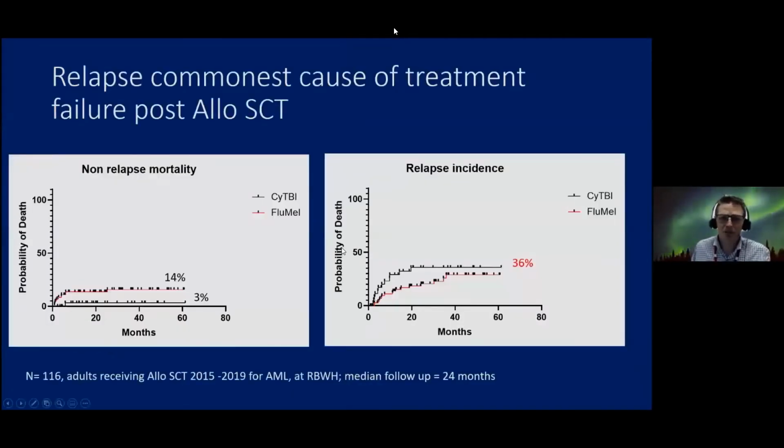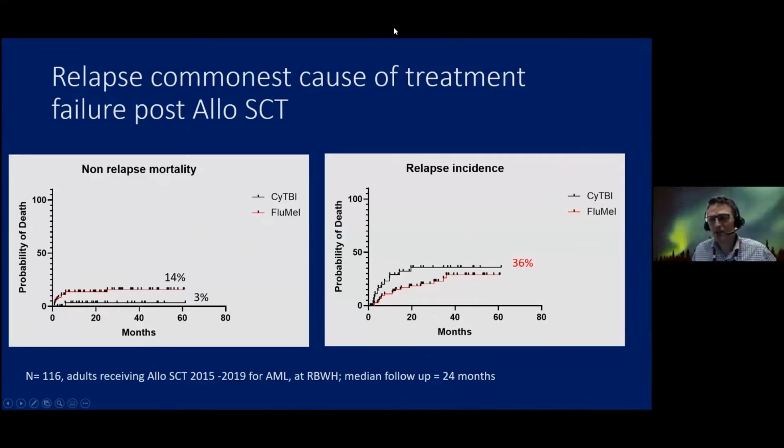So why is relapse important? Well, there's been a lot of advances in the outcomes of patients receiving allogeneic transplant for all indications, including AML. And significant gains have been made in reducing the non-relapse mortality. And you can see here in the graph on the left-hand side that non-relapse mortalities in our institution have continued to reduce and are now down to levels as low as 3 to 14%, depending on the conditioning regimen used. So this is a series of 116 adults transplanted over 4 years with about a 2-year median follow-up.